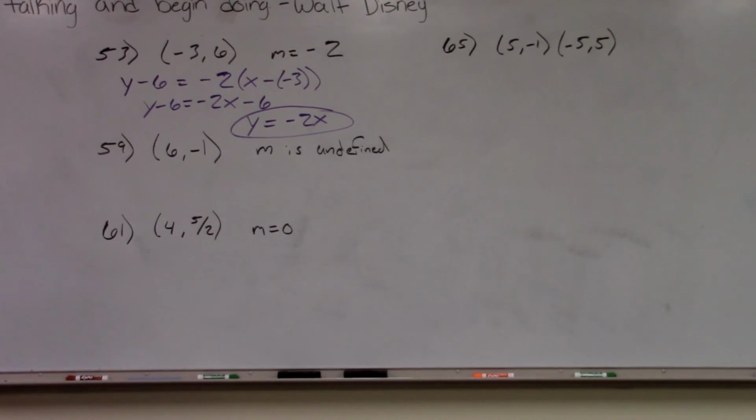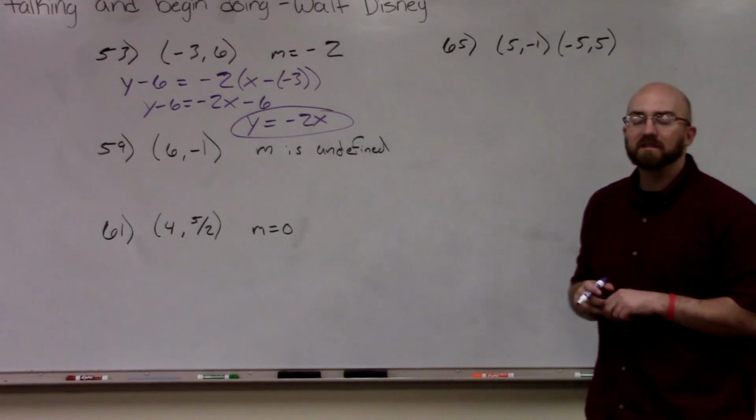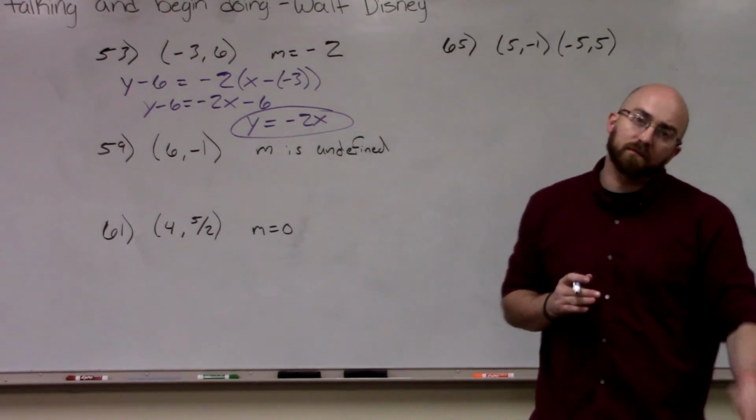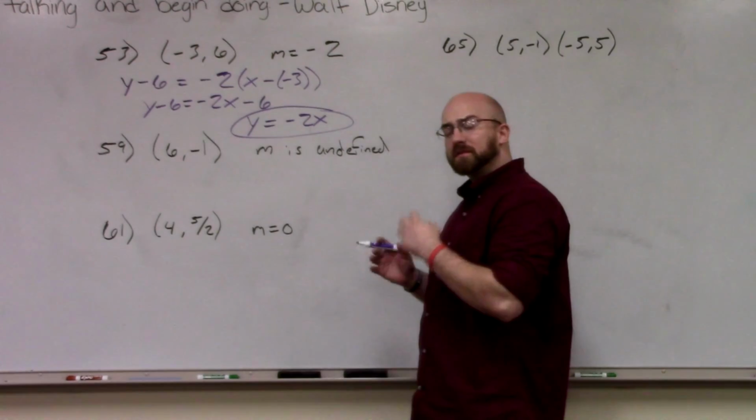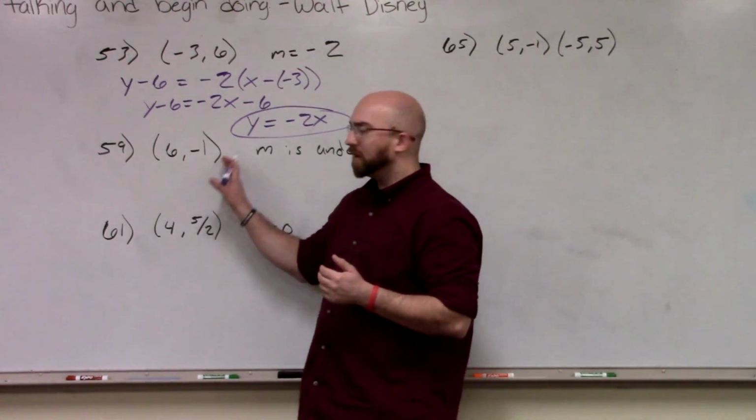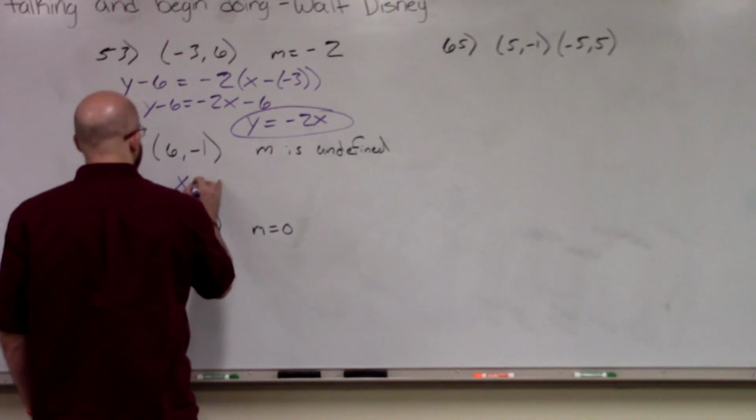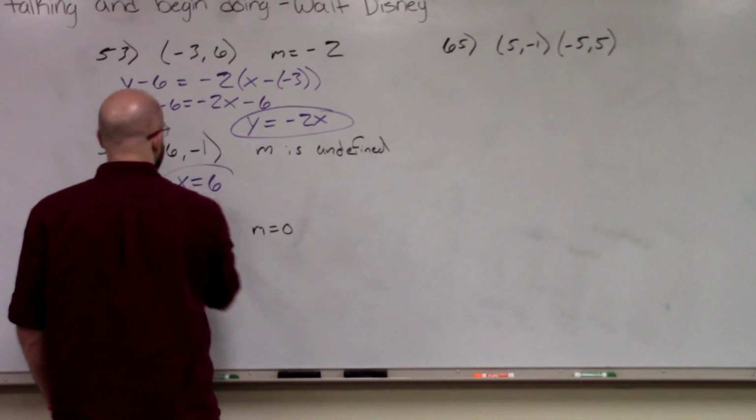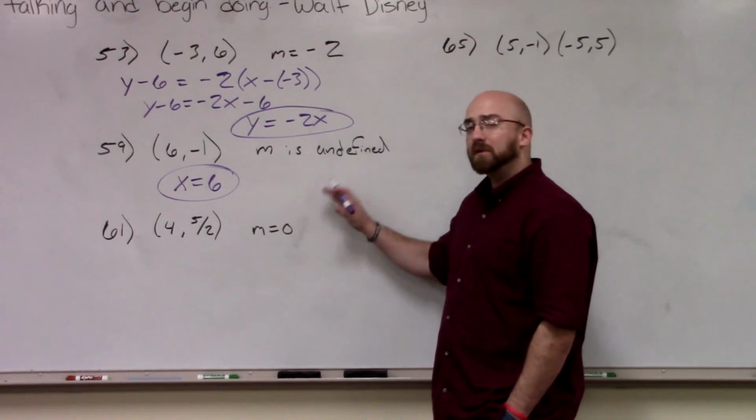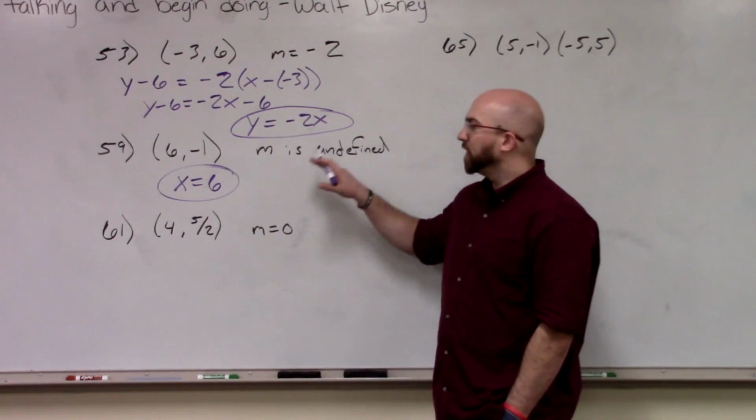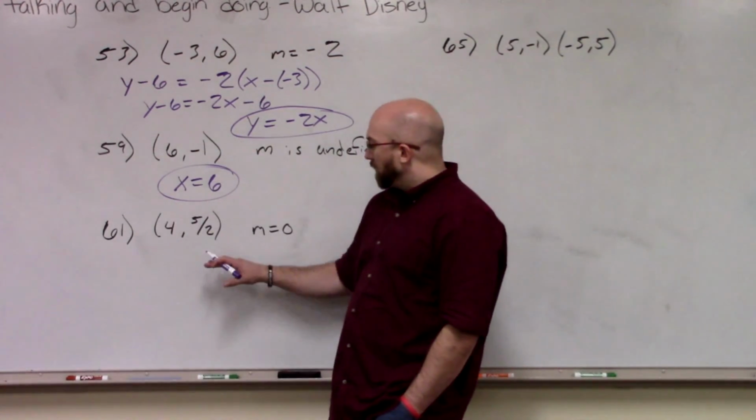Alright, so next, 59. This says 6, negative 1, and m is undefined. So when m is undefined, that's a vertical line. We have to remember that. And a vertical line is where x equals something. So whatever x is in this coordinate, that's our line. Since it's undefined, we have x equals 6. And that's it. That's all there is to it. Students, you're going to overthink this. Please don't. It's pretty simple. If it's undefined, what is the x value that I need to go through? And it's 6, okay?